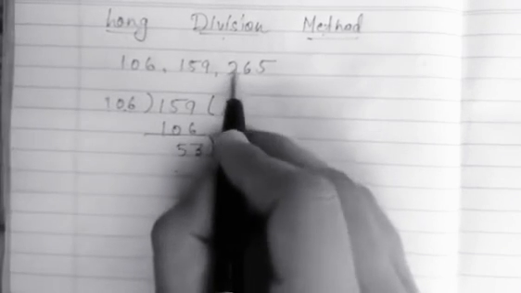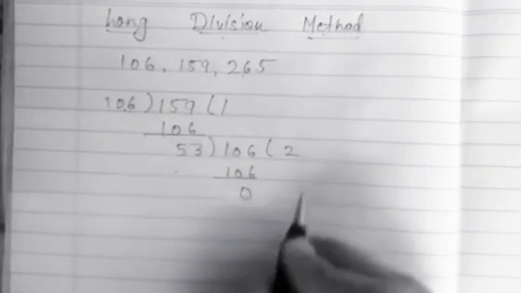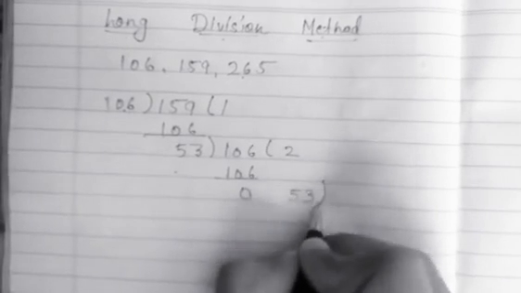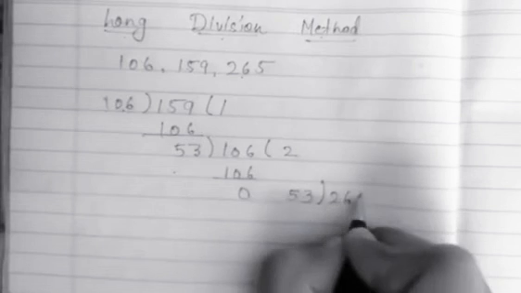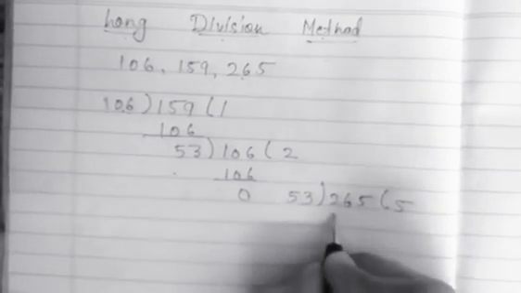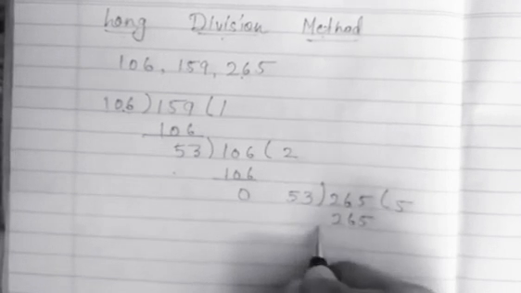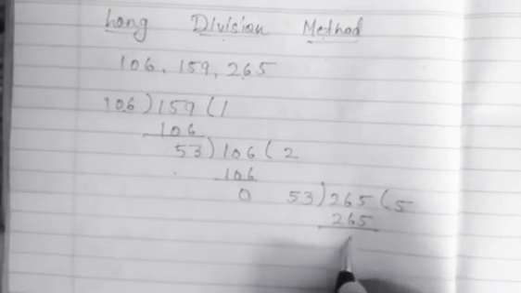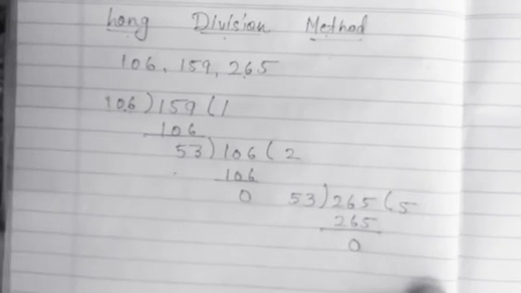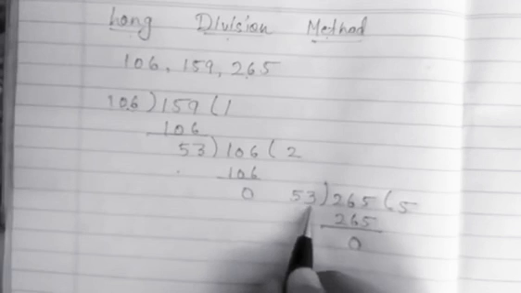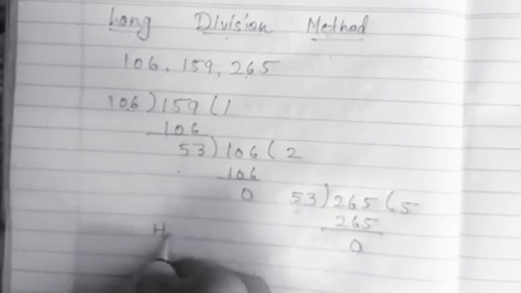Now take the remaining number as the divisor. Take 53 as the divisor and 265 as the dividend. 53 times 5 is equal to 265. The same number, so the remainder is 0. Continue this process till the remainder becomes 0. Now the last divisor is 53. So the HCF is 53.